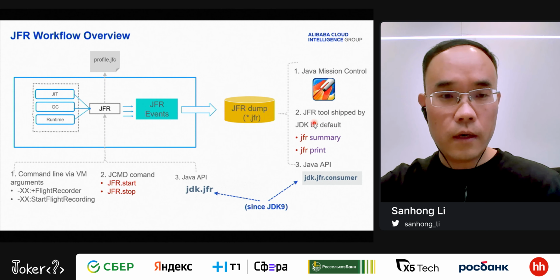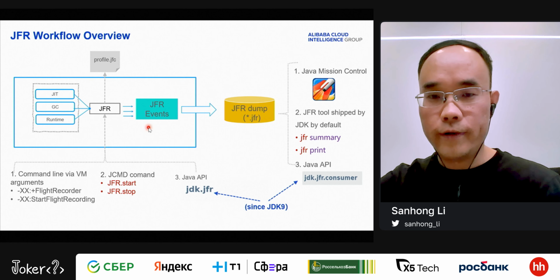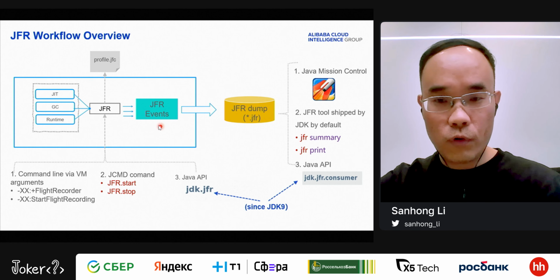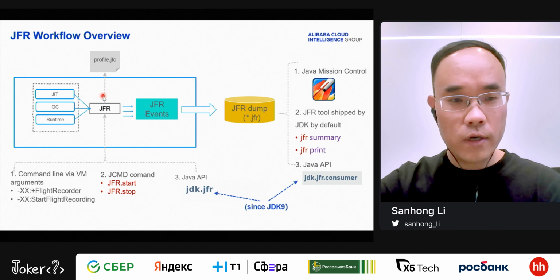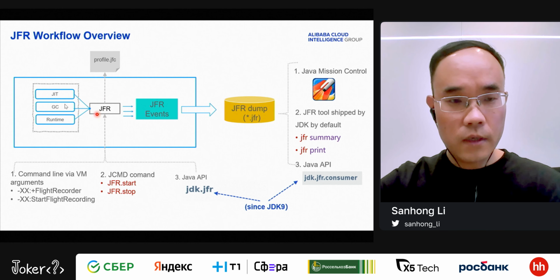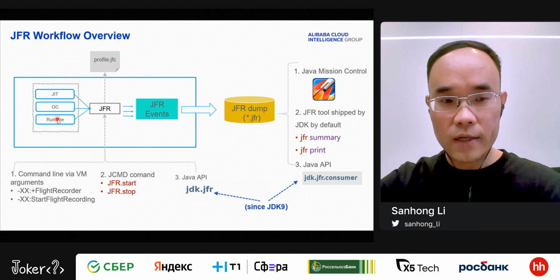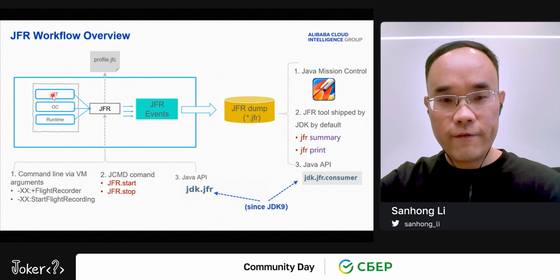Here's the workflow overview from the developer perspective. It tells you how you can use JFR in your production environment. You can look at this picture from left to right, starting with the left picture. Generally, from the JVM perspective, the JVM has three major parts. The first is the just-in-time compiler. The second is the garbage collector, and the remaining part is the runtime. These three parts can generate JFR events.